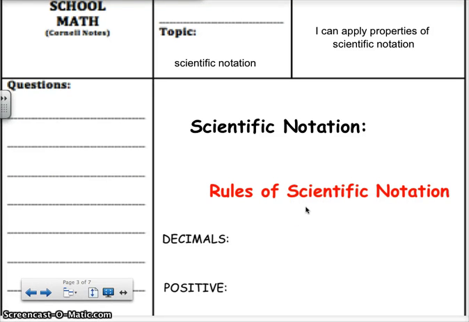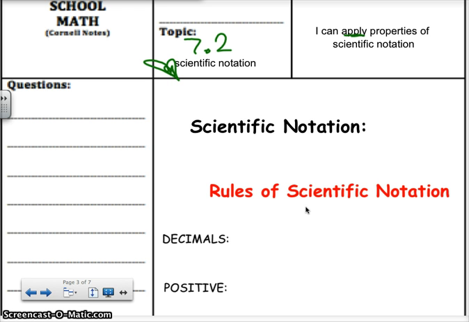Okay, we are doing the second lesson in our exponential unit. This is 7.2. We're going to learn about scientific notation. Your learning target today: you are going to be able to apply properties of scientific notation.